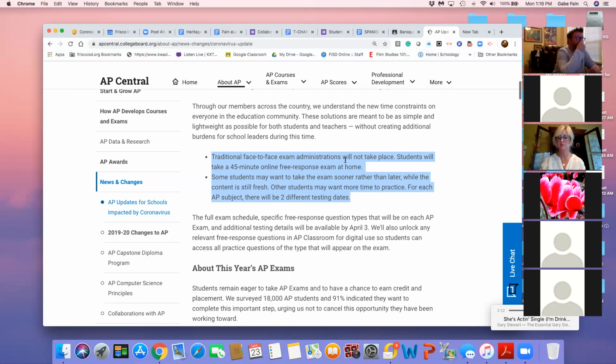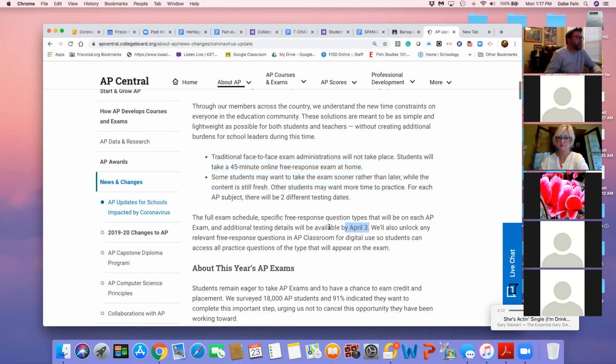They're planning on some schools not being in session, so they're going to have to even have these exams be taken at home. We don't know if that's going to be Frisco yet, because again, we're just closed through April 3rd for now, but the possibility is there that it can be online. Even if we go back to school, the old exam will not exist. It'll be a 45-minute online free response exam. Okay? The dates are going to be different. They're going to offer 2 testing dates. We don't know when these dates are yet.